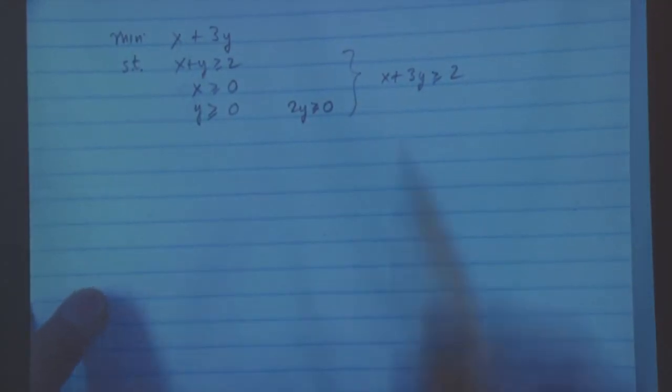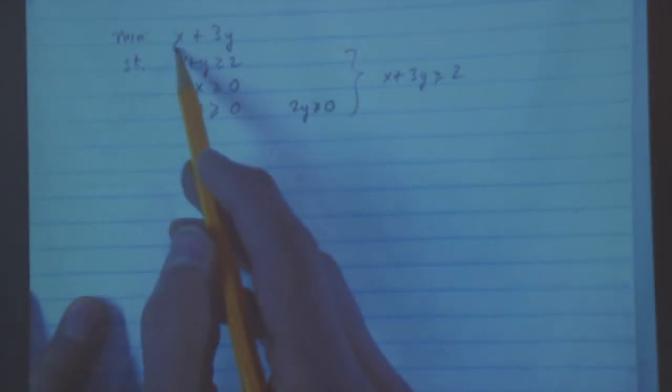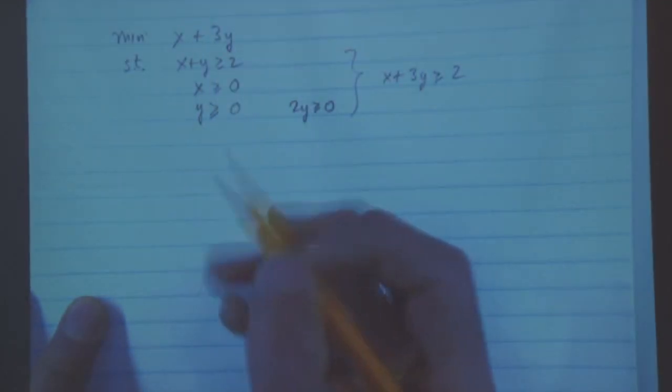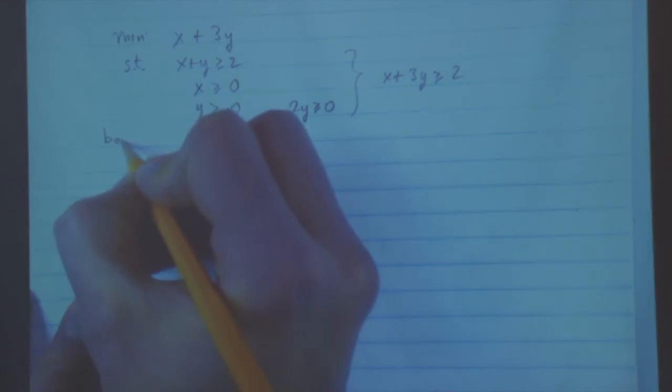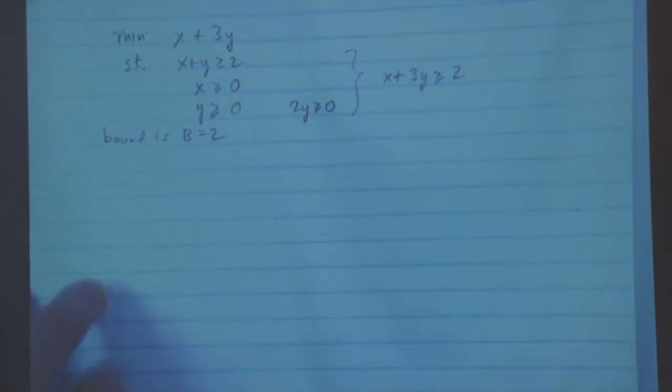This is a valid constraint given these constraints. This is always true of any feasible point. So at the solution, we again see that x plus 3y has to be bigger than or equal to 2. So the bound is b equals 2 again. Okay, let's just try another one.